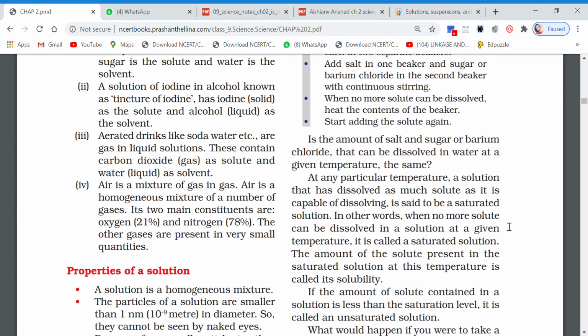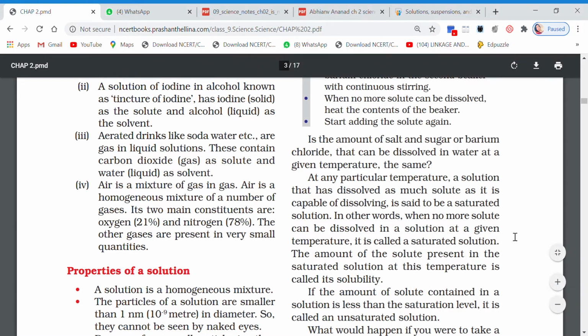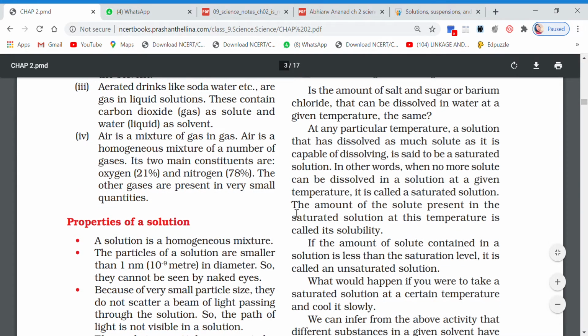So here you will write a question: define saturated solution. And the answer is, when no more solute can be dissolved in a solution at a given temperature, it is called a saturated solution. Okay, now next, the amount of solute present in a saturated solution at this temperature is called its solubility.